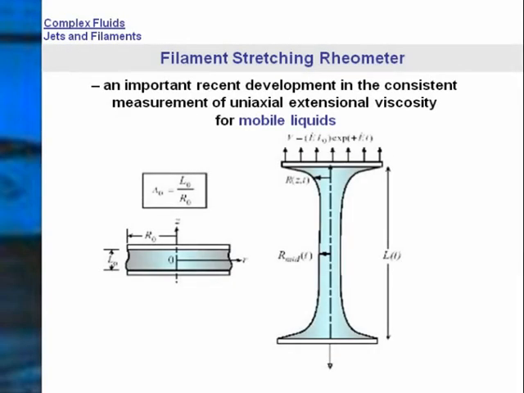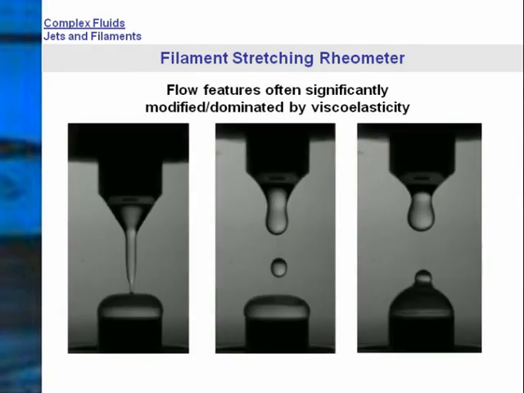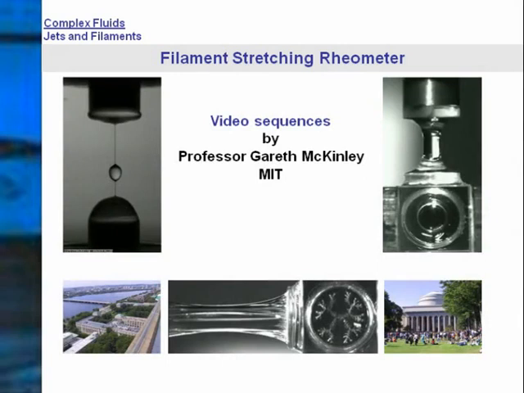One of the most important developments in recent years in the consistent measurement of the uniaxial extensional viscosity for mobile liquids has been the introduction of the so-called filament stretching rheometer. In this, the test liquid is placed between two surfaces, which are then separated exponentially. The flow often generates features that are significantly modified by, and sometimes dominated by, viscoelasticity. We shall show some sequences made available to us by Professor Gareth McKinley of MIT.